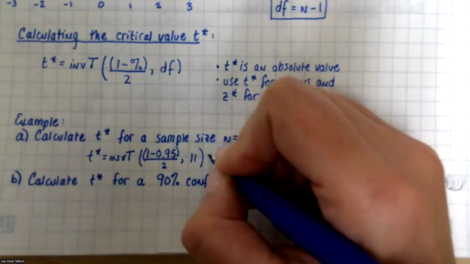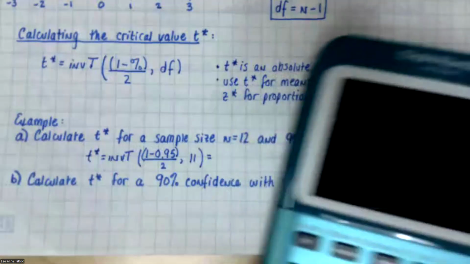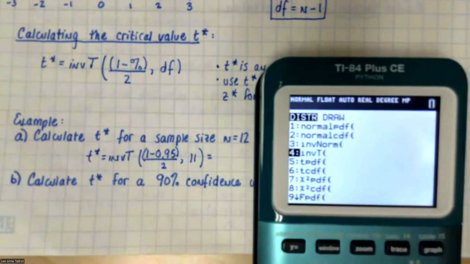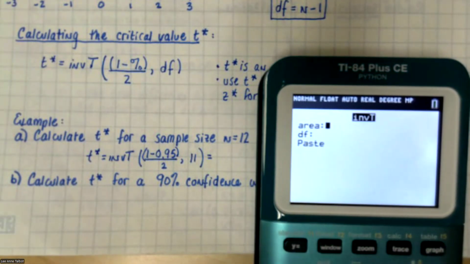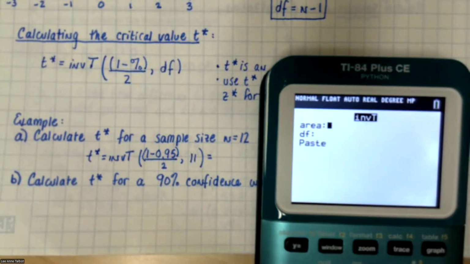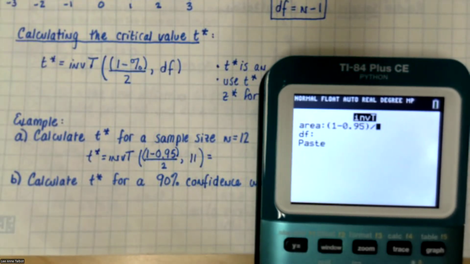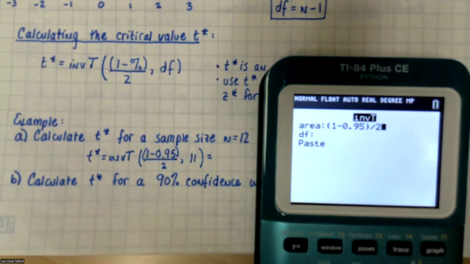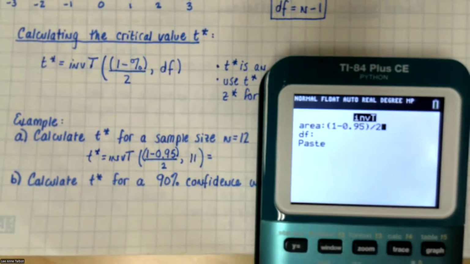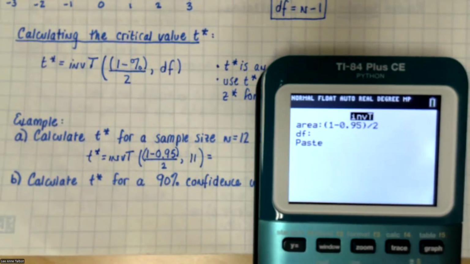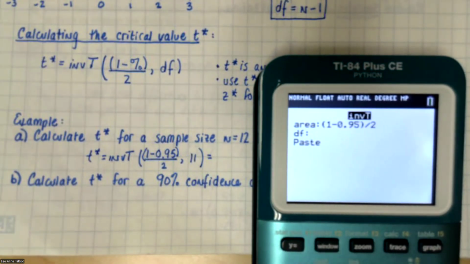Yeah, we like it. Okay, so let's type it in. And remember about the parentheses. Inverse T, 1 minus 0.95 divided by 2. Remember where the parentheses go around the top because of order of operations. It's the fourth one down, right after inverse norm. Degrees of freedom 11.